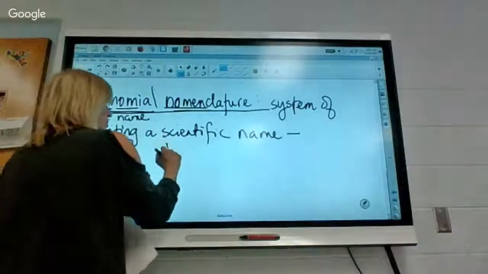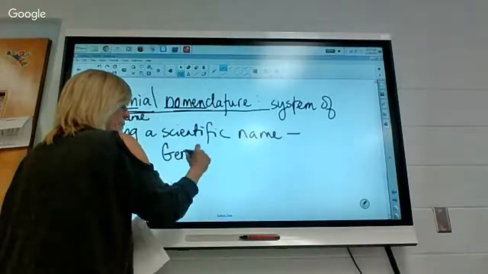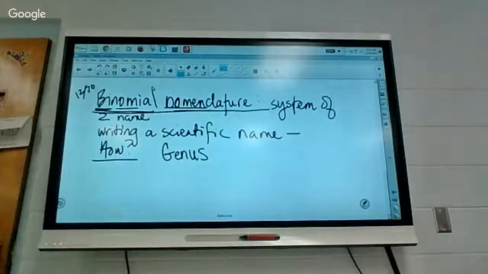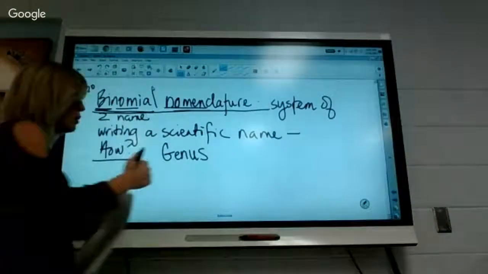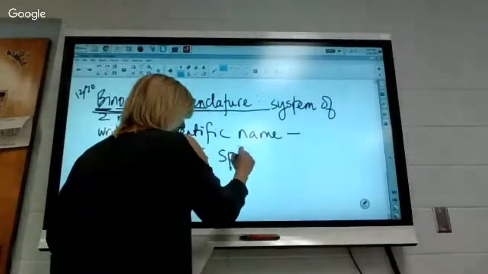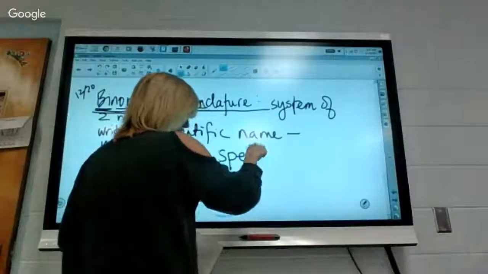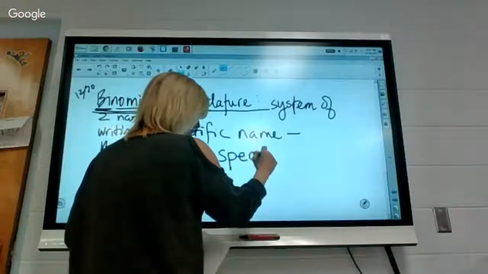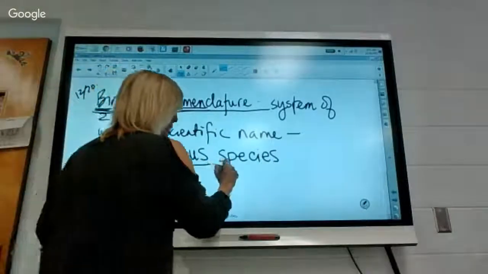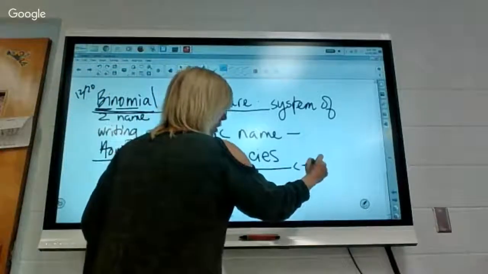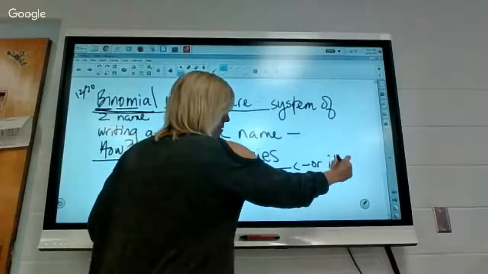Okay, so we use genus and we capitalize the genus always. These are the rules for writing a scientific name. So you always capitalize the genus, you lowercase the species name. And then you have to underline them both, or you write it in italics.